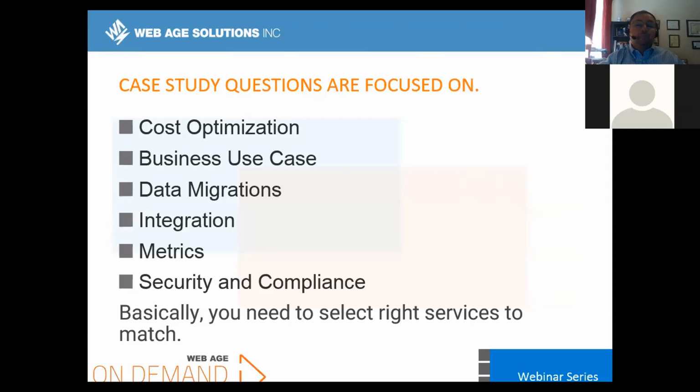And then security and compliance. These are very well tested areas as well. And in a nutshell, select the right service for the right use case.